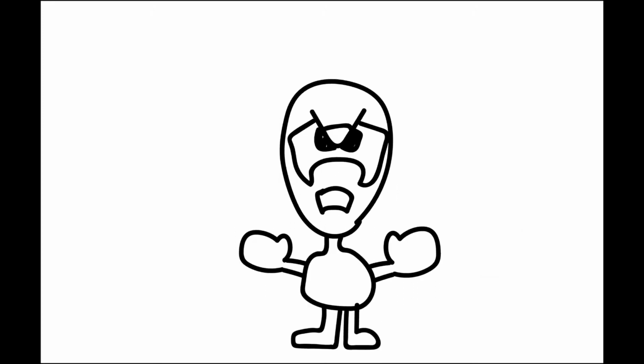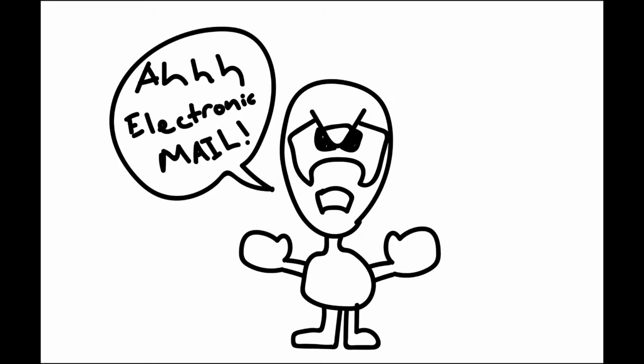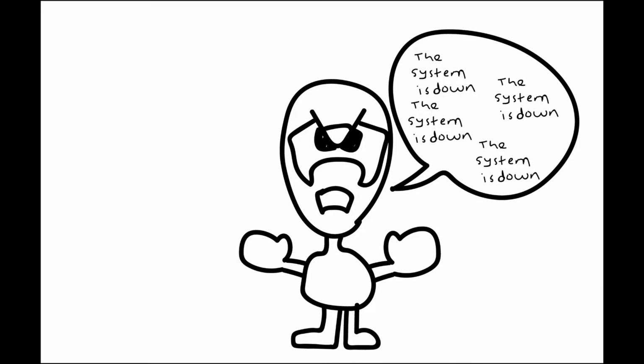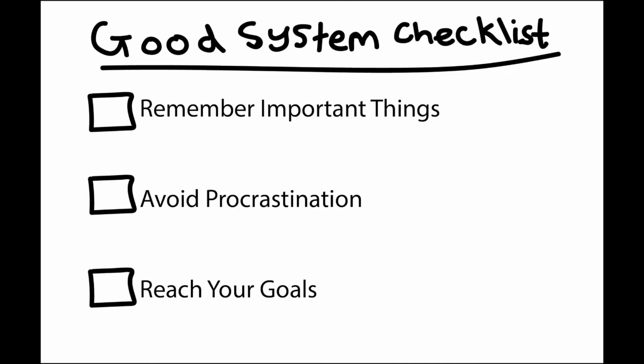The final tool I want to give you is to constantly review the effectiveness of your system. It doesn't really matter if the way that you're organizing is cool because of the colors that you're using or the notebook you choose to carry around with you. If your system doesn't help you remember important things, avoid procrastination, and reach your goals, your system is not working properly.